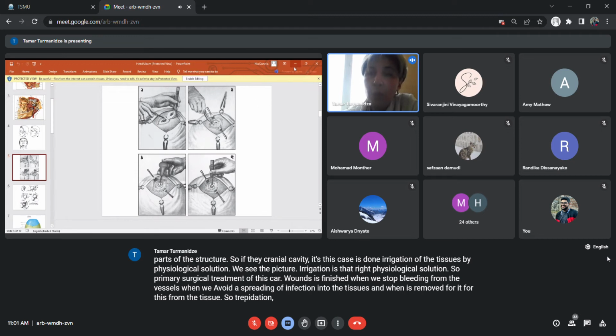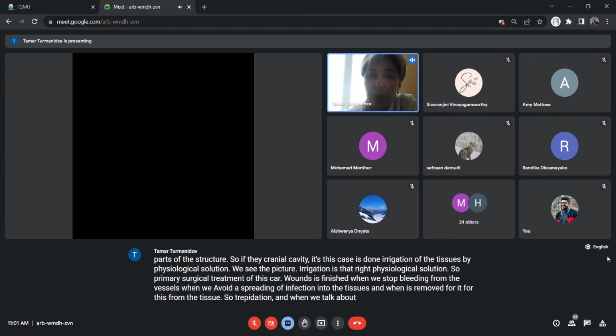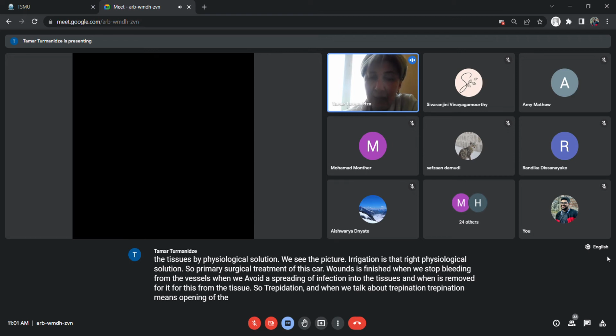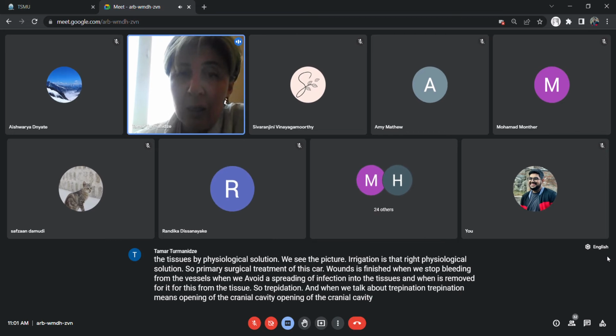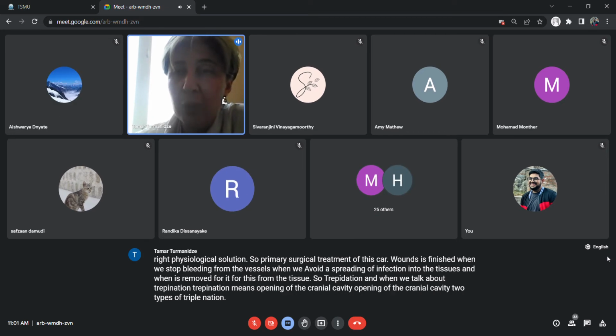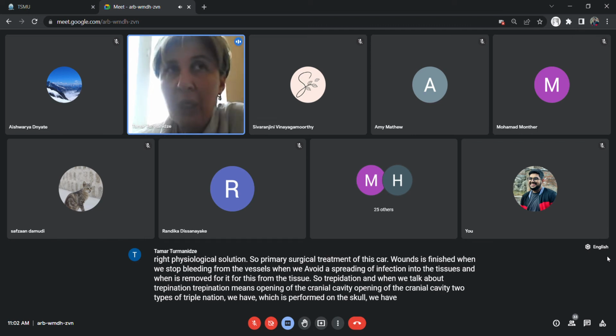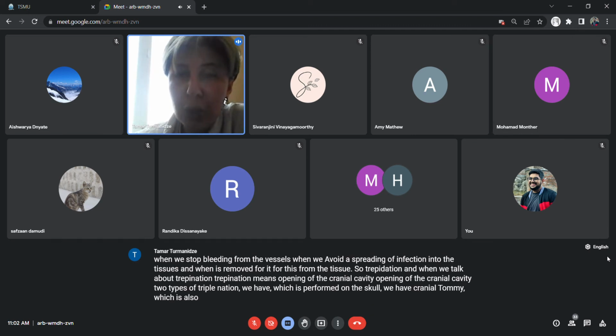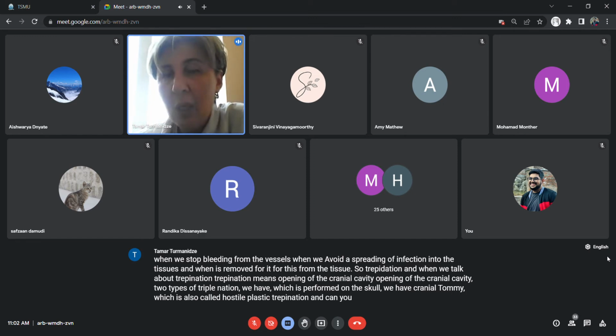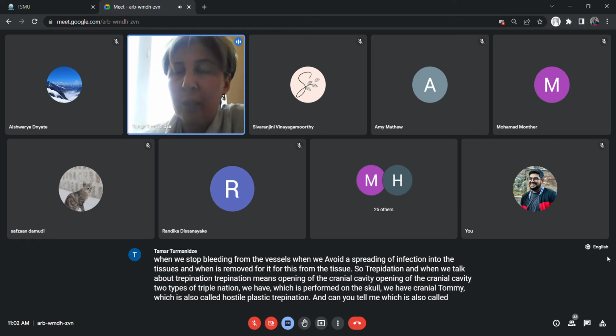Trepanation. And when we talk about trepanation, trepanation means opening of the cranial cavity. Two types of trepanation we have, which is performed on the skull. We have craniotomy, which is also called osteoplastic trepanation, and cranioectomy, which is also called decompressive trepanation.